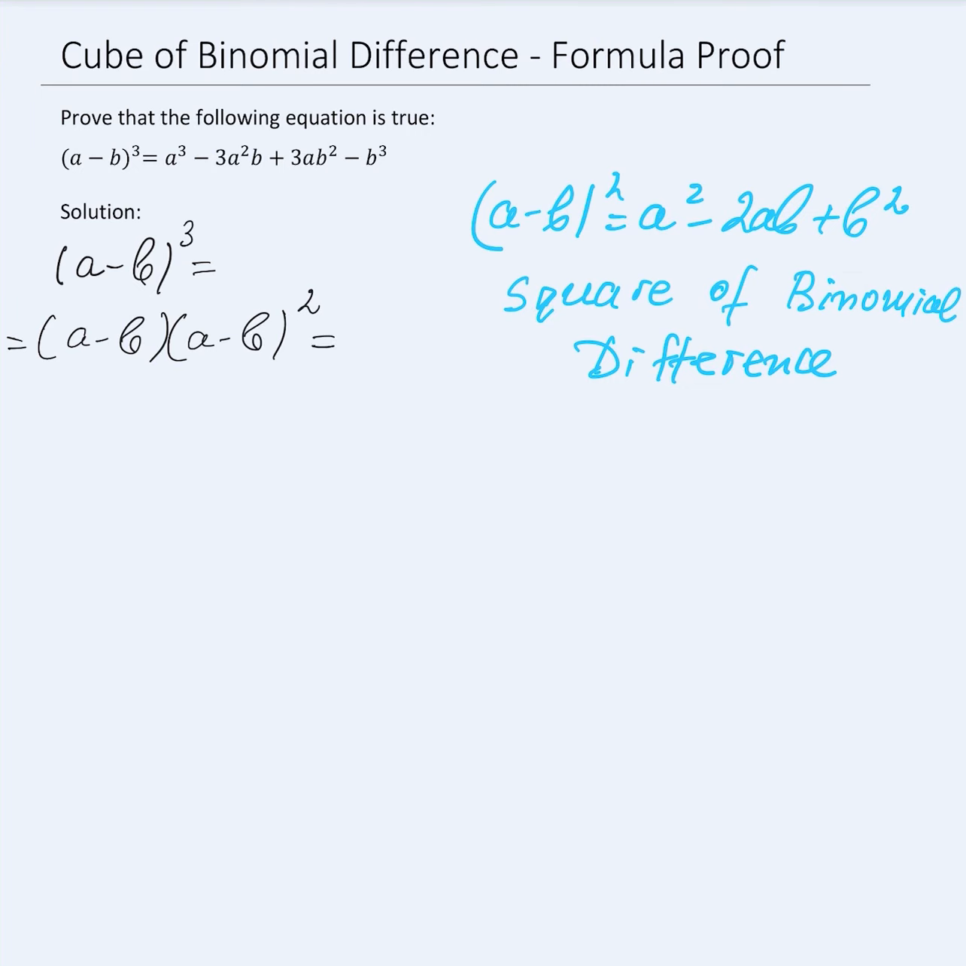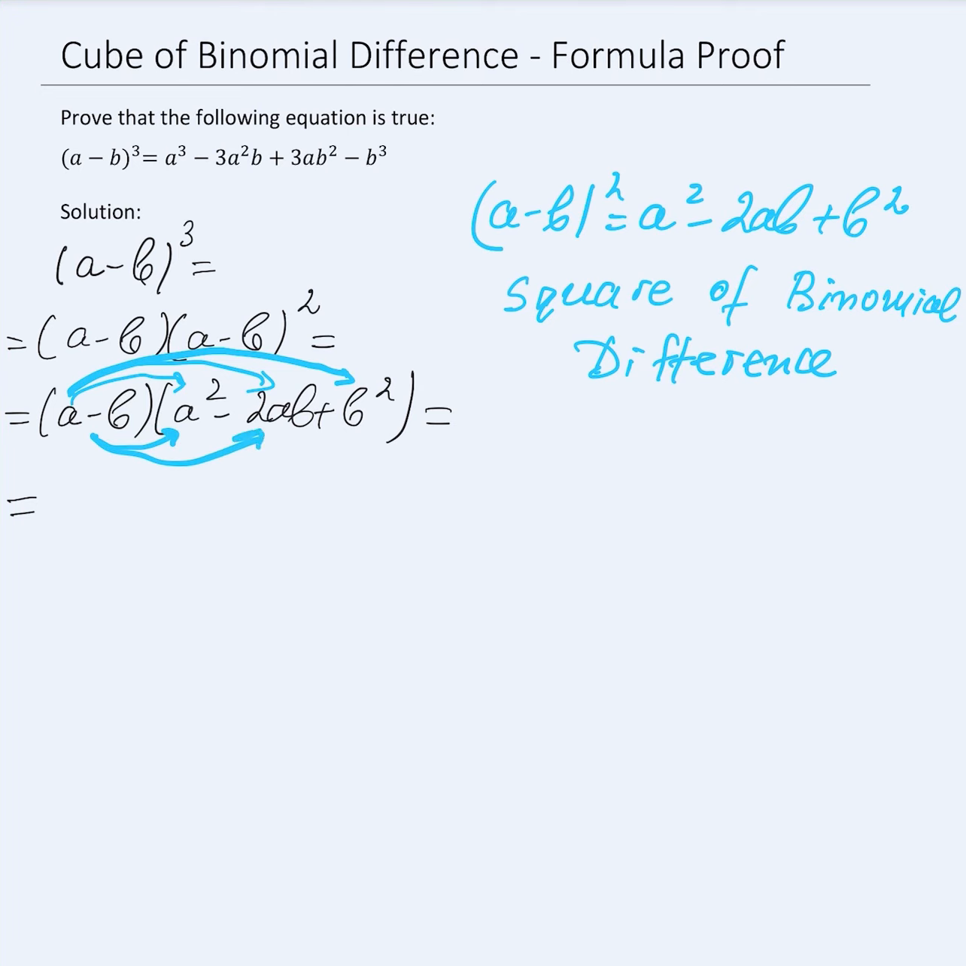So let's expand our factor (a - b)^2 and write it down: a^2 - 2ab + b^2. As a next step, we need to open parentheses and multiply a by a^2, then a by negative 2ab, then a by b^2, and then similarly negative b by a^2, negative 2ab, and b^2.